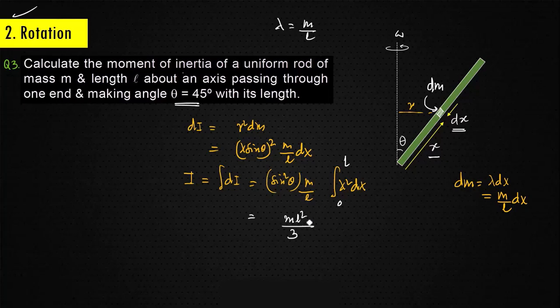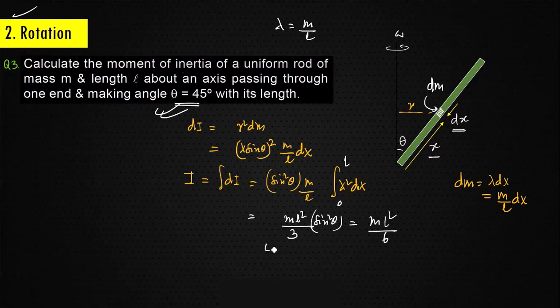So one L cancels out, into sine square theta. Okay. Now since theta is given as 45 degrees, if I put sine square theta, that should be half. So ultimately our answer should be m L square by 6. So that is the I value about this vertical axis. Okay.